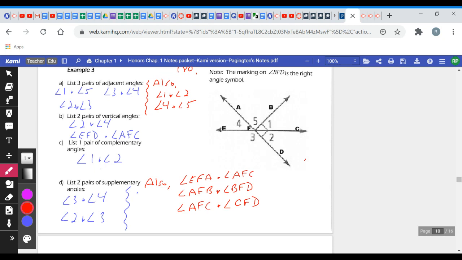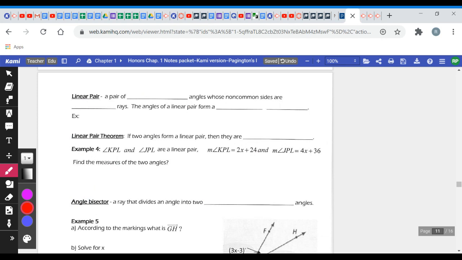So on A, it's saying 3 pairs of adjacent angles. Remember, adjacent means right next to. So I said, angle 1 and 5 are adjacent to each other. I said angle 3 and angle 4 are adjacent to each other. And I referred to angle 2 and angle 3 being adjacent to each other or right next to each other. You could also have angle 1 and angle 2, and you could also have angle 4 and angle 5.